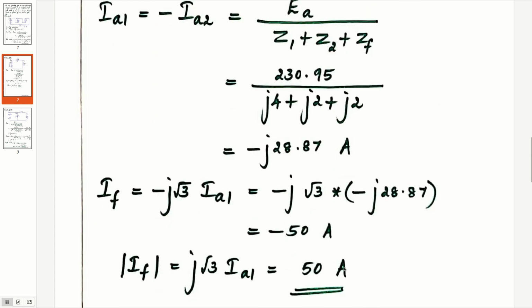After that, we substitute for EA, which is 230.95, Z1, Z2, ZF. When we calculate, we will get minus j28.87 amperes. Now the fault current IF is equal to minus j root 3 IA1. Substitute for IA1, you will get it as minus 50 amperes. So if you want only the magnitude of IF, leave this minus. Okay, you will get it as 50 amperes. Magnitude of IF is 50 amperes.